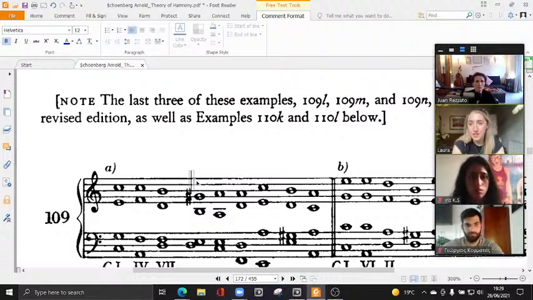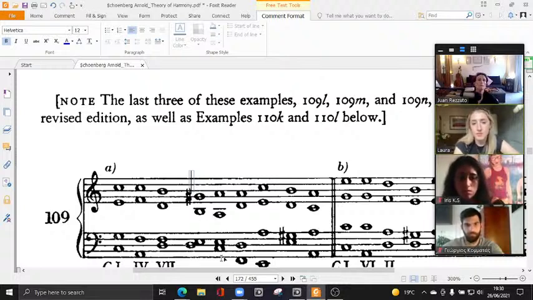First inversion, the third is on the bass. Second inversion, the fifth is on the bass. So third inversion, the seventh is on the bass. And the third inversion, by default, resolves, because the seventh always resolves down, on a chord that is in first inversion.